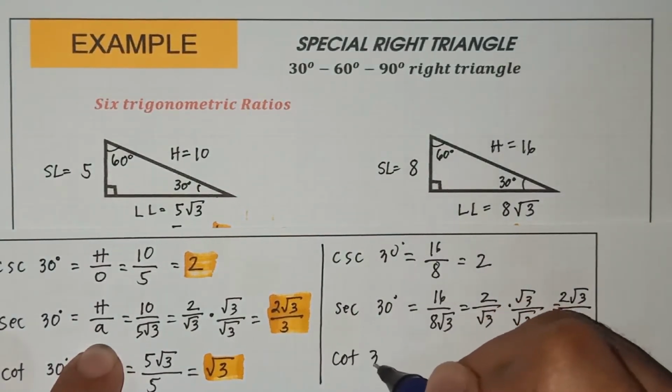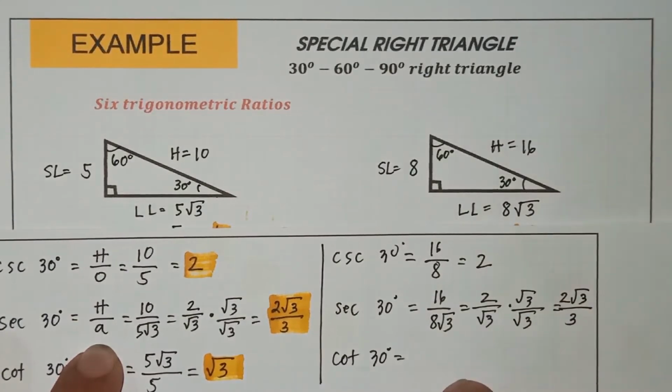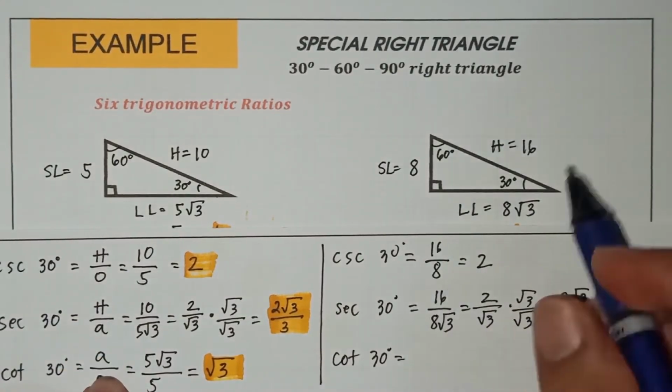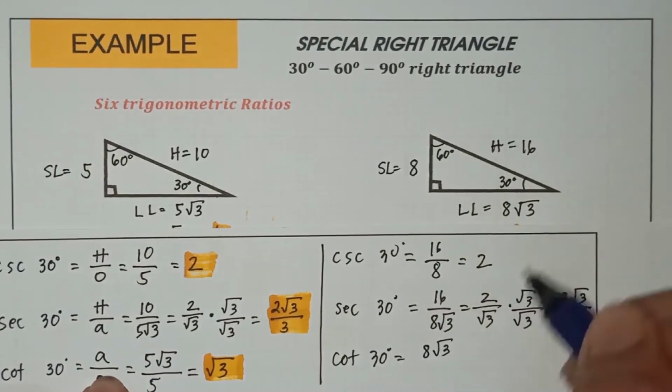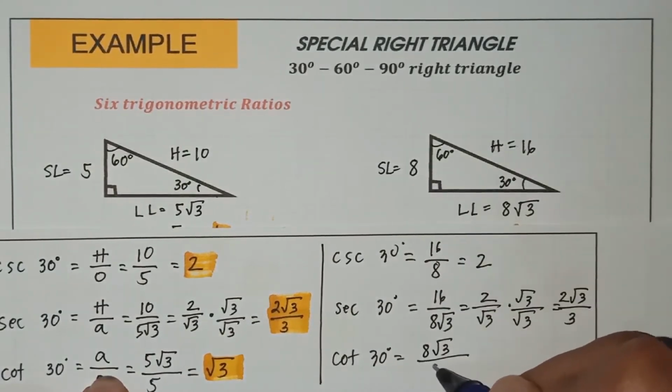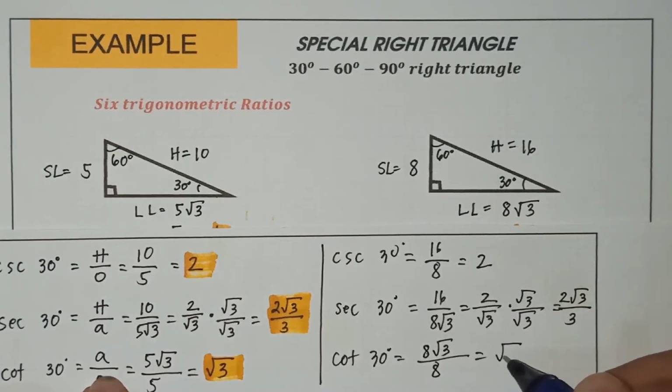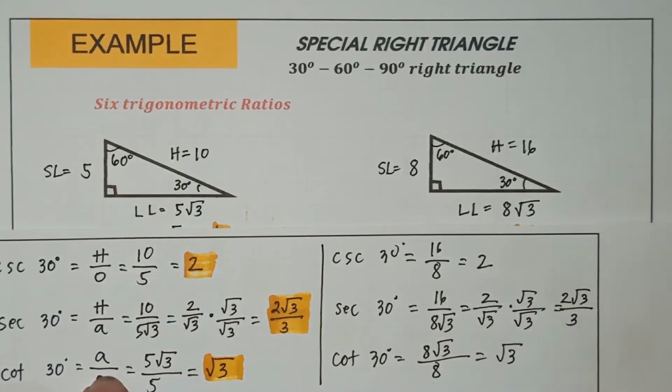And the cotangent 30 degrees is adjacent over opposite. The adjacent here is 8 square root of 3, and the opposite here is 8. So this is now 8 divided by 8 is 1, and the remaining now is square root of 3.